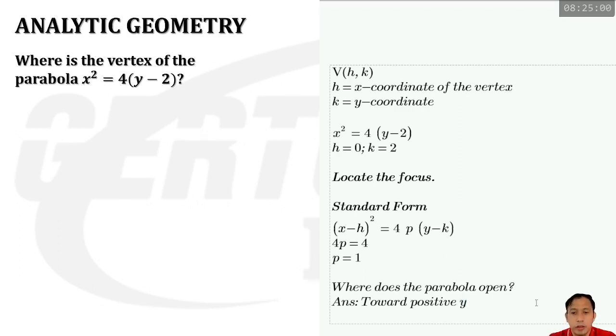Okay, so ibig sabihin yan, the focus should have the same x coordinate, and the y coordinate should become 2 plus 1, which is equal to 3. So, the focus should be located at (0, 3). Intindi? (0, 3). Okay? So, i-graph nato.